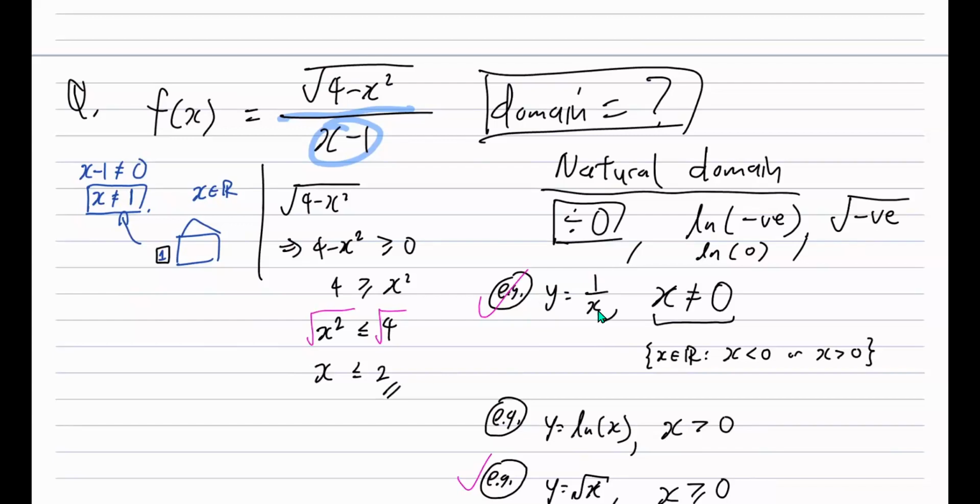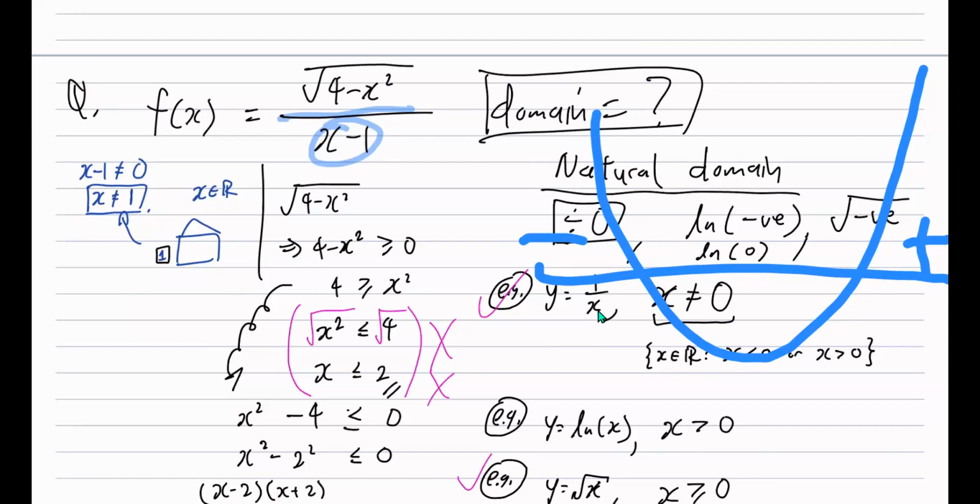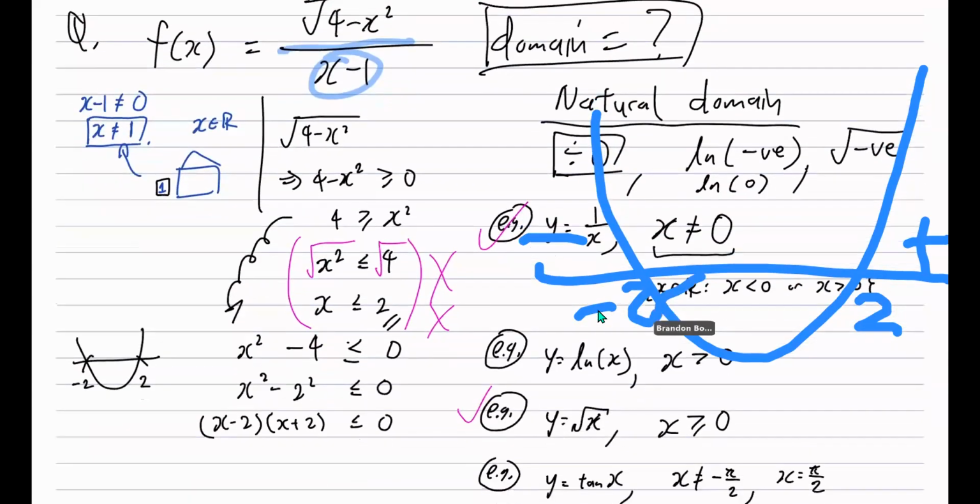Correct? No. Wait, because you're losing an answer. You need to draw a curve. So what you're supposed to do is x squared less than or equal to 4, bring the 4 over, you get x squared minus 4 less than or equal to 0. So this is x squared minus 2 squared less than or equal to 0. Factorize, you get x minus 2 times x plus 2 less than or equal to 0. The graph is a happy face, with roots at negative 2 and 2. So less than 0 is this part in between.